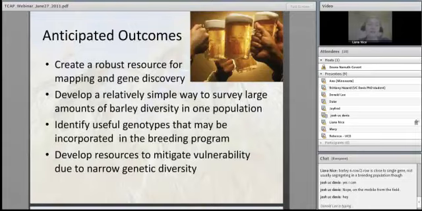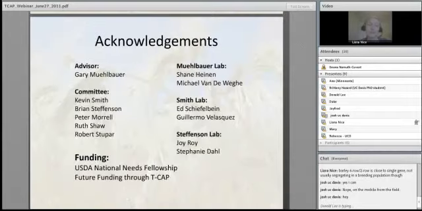So ultimately, the anticipated outcomes are to create a robust resource for mapping and gene discovery, develop a relatively simple way to survey large amounts of barley diversity in one population, identify useful genotypes that may be incorporated into the barley breeding program, and ultimately develop a resource that can help mitigate vulnerability due to narrow genetic diversity.